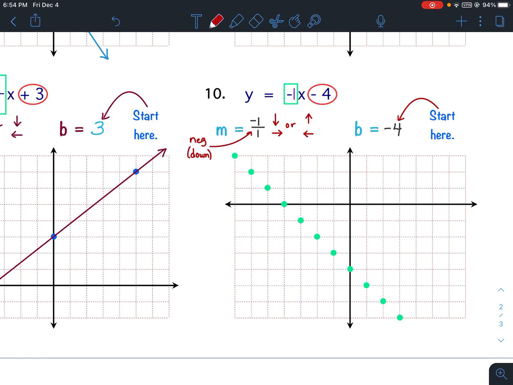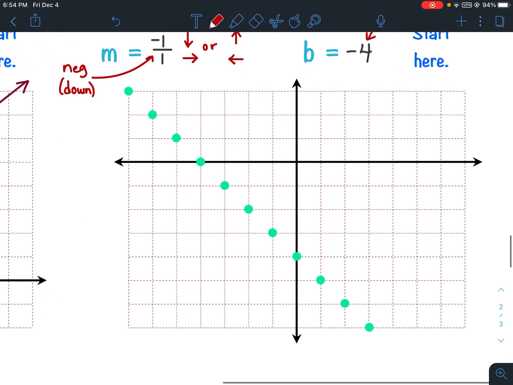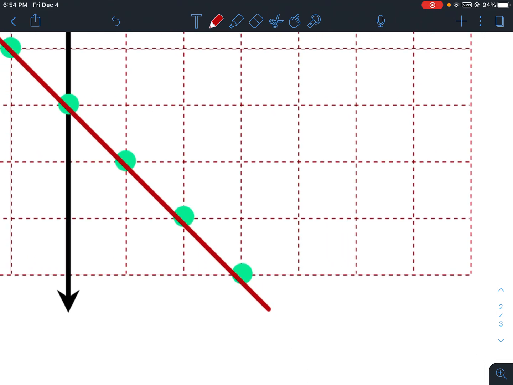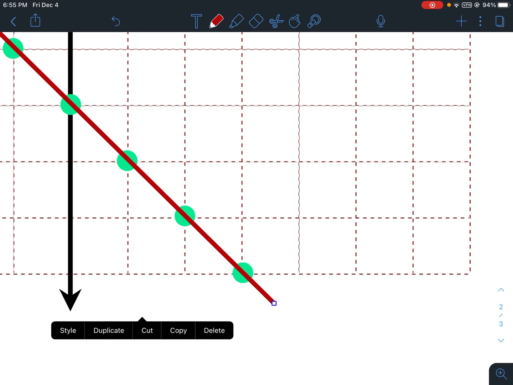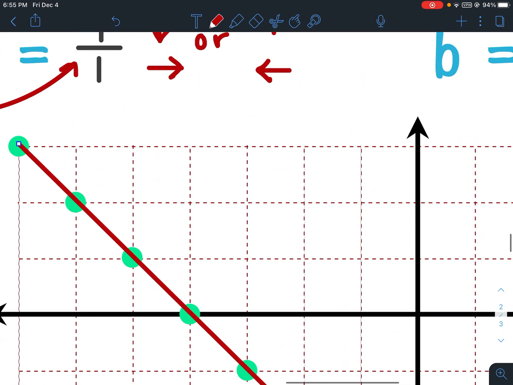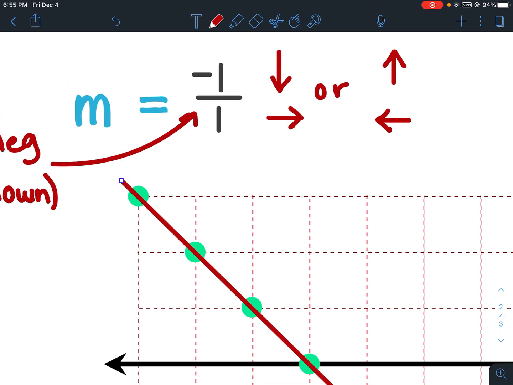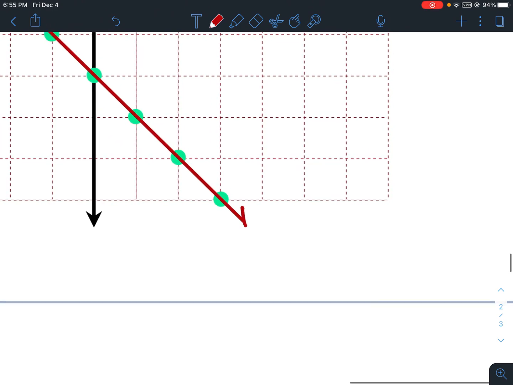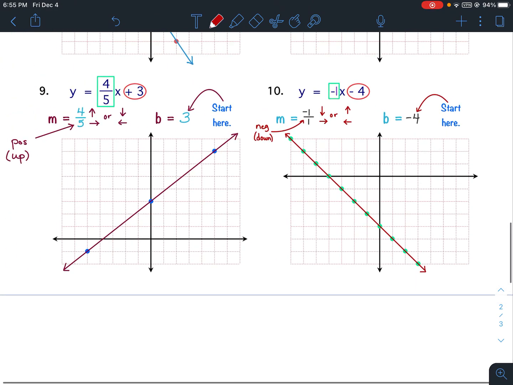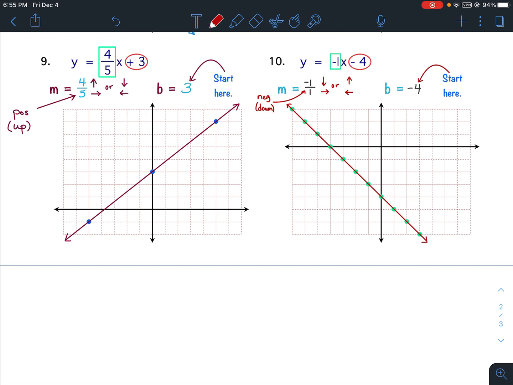So now the last thing to do is to connect my dots. If you're ever having trouble on the iPad, I've noticed that when you zoom in farther, it makes it a little bit easier to straighten things. All right, last thing you need to do is put your arrows on the end. And that is it for number 10. So pause your video, make sure you have everything written down.